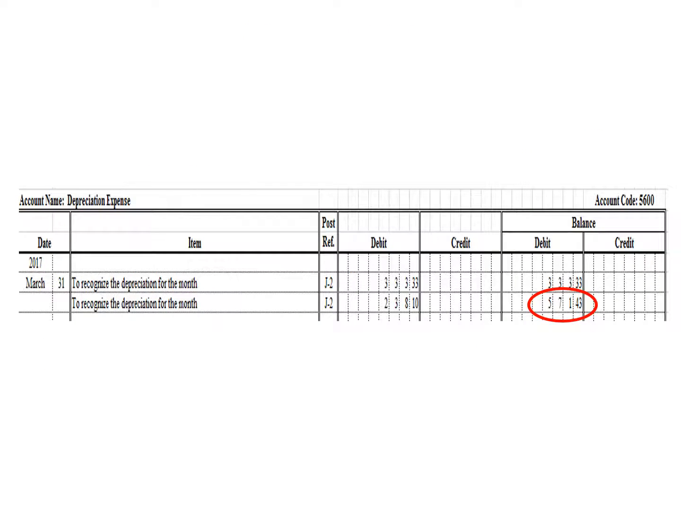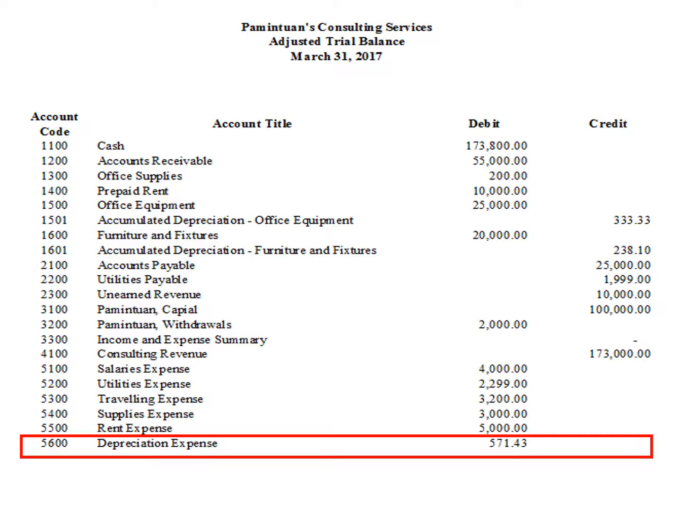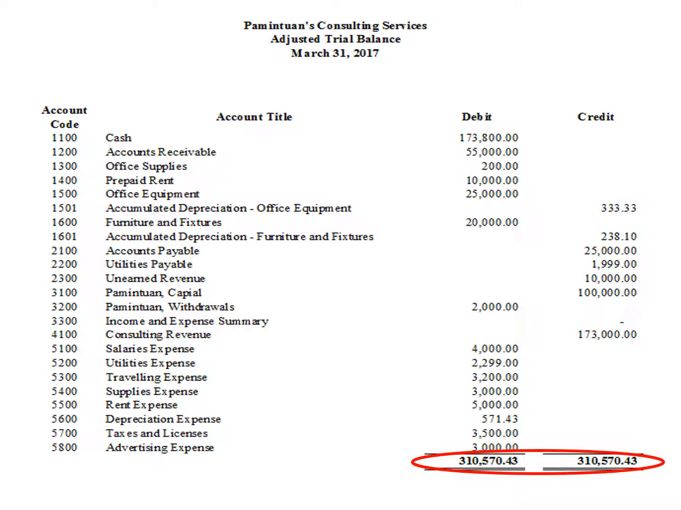Depreciation expense ledger has a debit balance of 571 pesos and 43 centavos. We write its corresponding amount in our adjusted trial balance, 571 pesos and 43 centavos under the debit column. Okay, we had completed our adjusted trial balance. Total debits is 310,570 pesos and 43 centavos, while the total credit balance is 310,570 pesos and 43 centavos. Again, total debits and total credits in the trial balance, whether it's the unadjusted or the adjusted trial balance, should be equal.